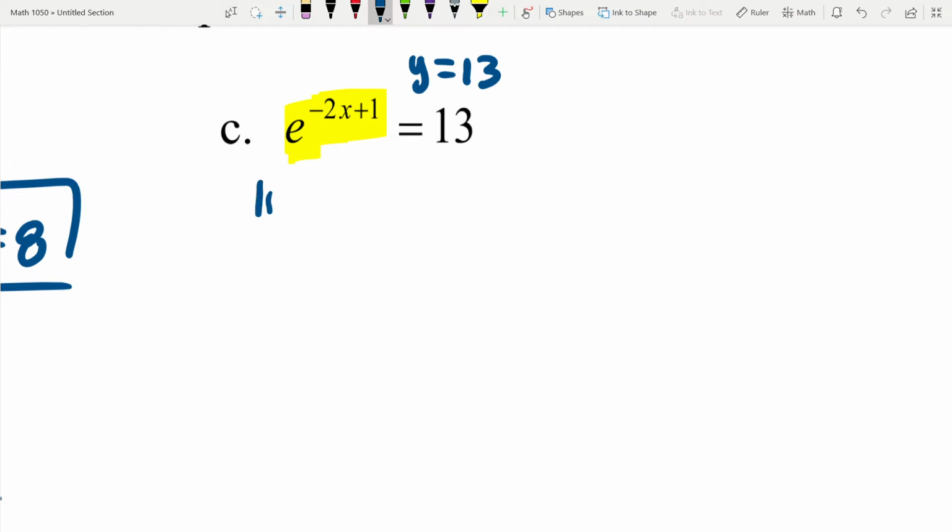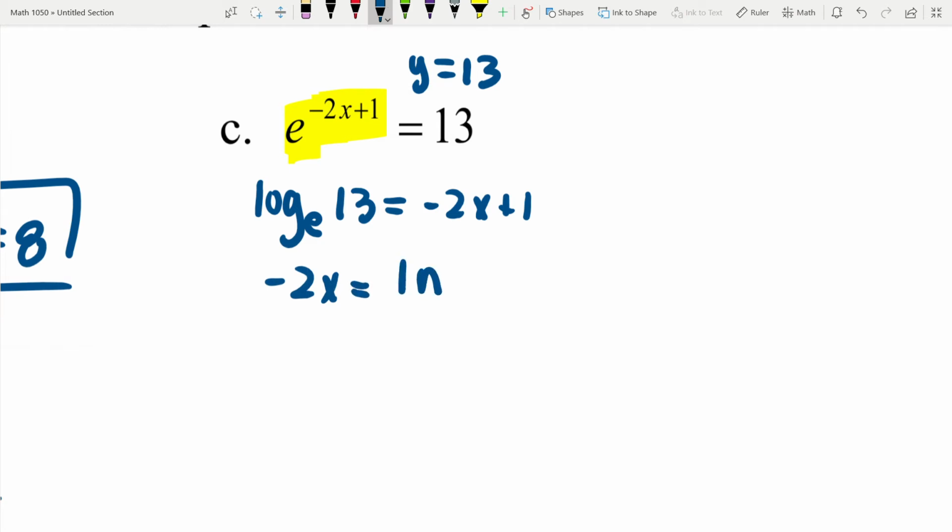So when I convert this, it's log base e of the other side, which is 13, is equal to negative 2x plus 1. You could keep writing it log base e the whole time. I don't care. Or you could write it as ln. I'm going to write it as ln. So now I have negative 2x equals ln 13 minus 1. All I did is pull my 1 to the other side, and I wrote log base e as an ln. Everybody freeze. This is not a good idea. The way I wrote that, ln 13 minus 1, is not a good idea.